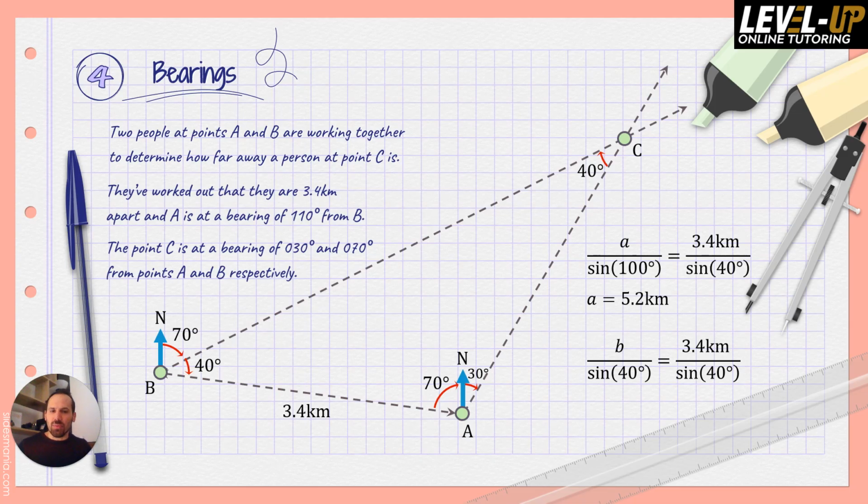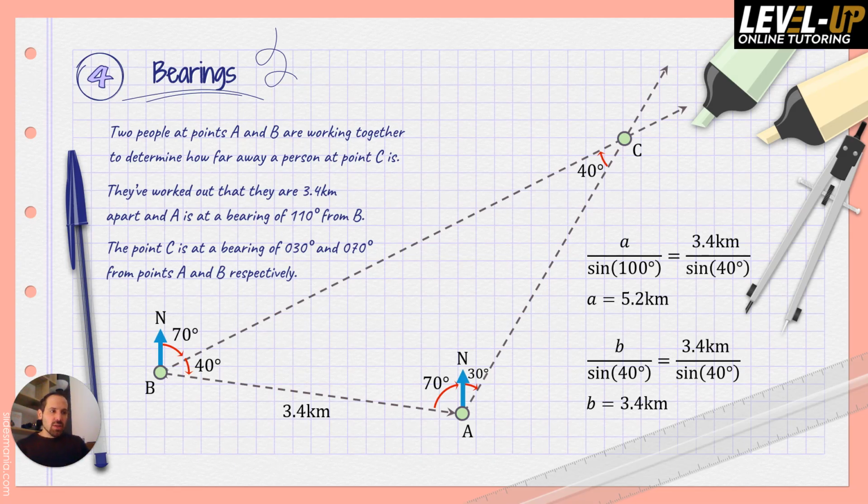And you see we get sine 40 on the bottom of both of those fractions. So that cancels out, and we just basically get b equals 3.4, which you might have expected to happen because this is basically a big isosceles triangle, isn't it? Because we've got two angles of 40, so therefore BA is going to equal AC. So it comes out to 3.4 there. So there's an example of using trigonometry in a problem that might not, at first glance, have looked like it'd be trigonometry.